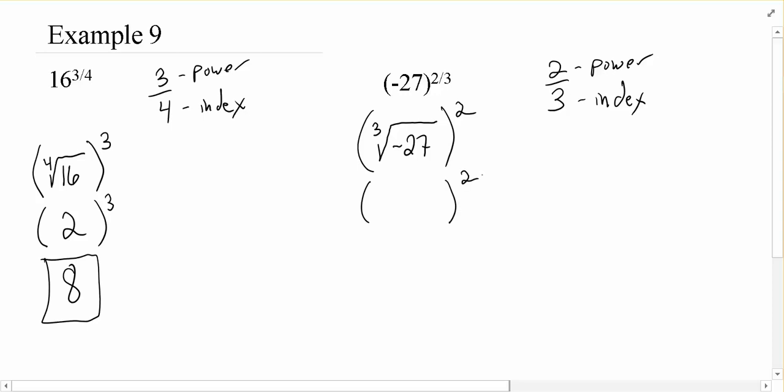So my answer to the cube root of negative 27 is negative 3. If I take negative 3 and square it, I get positive 9, because again, this is negative 3 times negative 3, and this is where our organization is really important. We organize step by step by step with parentheses where necessary.